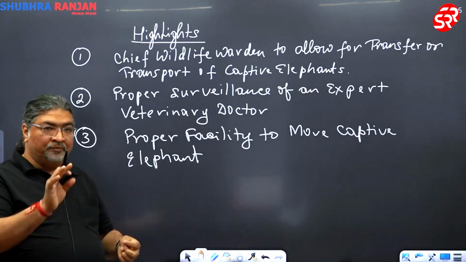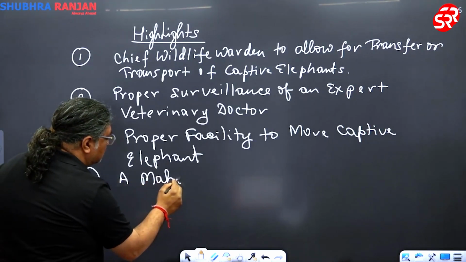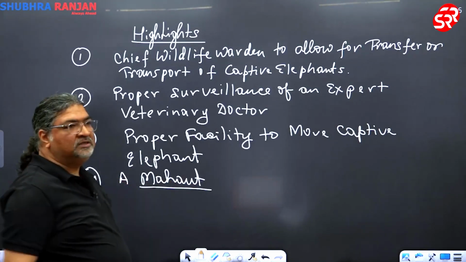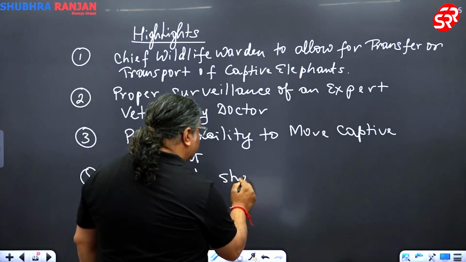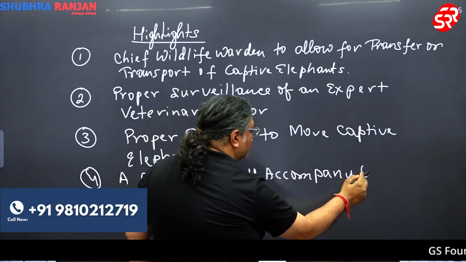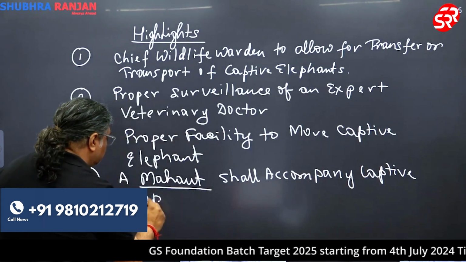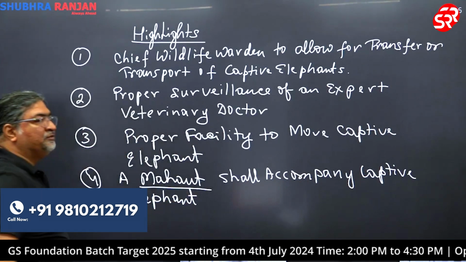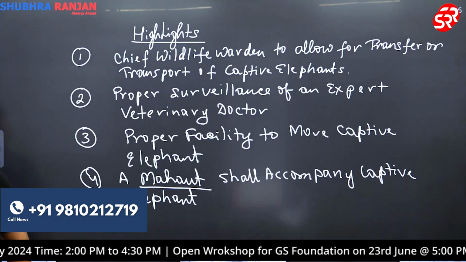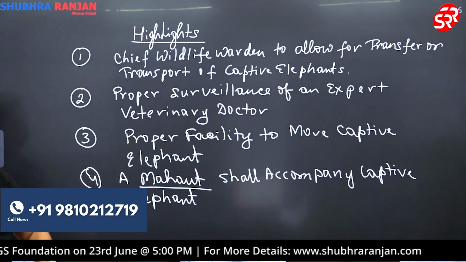Then again here, a Mahavat. Who is a Mahavat? The person who operates that elephant shall accompany the captive elephant. This is what the rule has given. It has to be accompanied by an elephant caretaker. A Mahavat should be going with the elephant whenever the translocation happens.